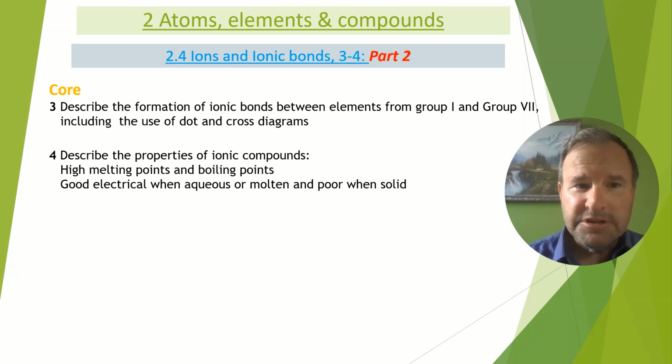Core 3: describe the formation of ionic compounds between elements in group 1 and group 7, including the use of dot and cross diagrams. We'll also be describing the properties of ionic compounds: high melting points and boiling points, in general good electrical conductivity when aqueous or molten, and poor when solid. We'll go into more detail about what we mean by poor conductivity and why.